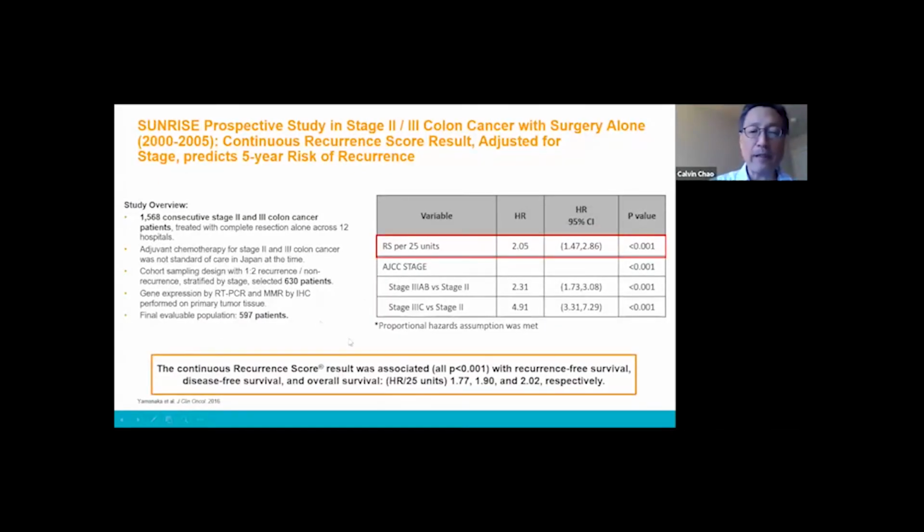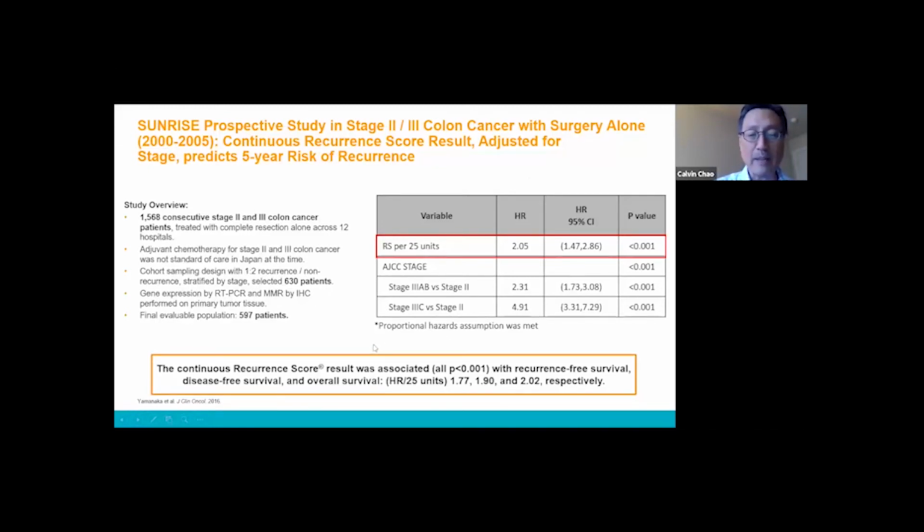So now the last study out of Japan is called Sunrise, looking at stage 2 and 3 colon cancer patients treated with surgery alone. And once again, we see a near doubling of the risk for every 25 units of the recurrence score. And controlling for stage, this was highly statistically significant.